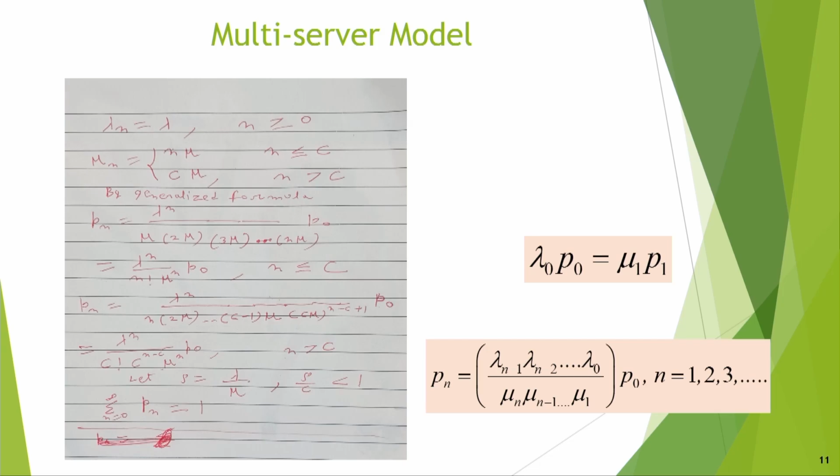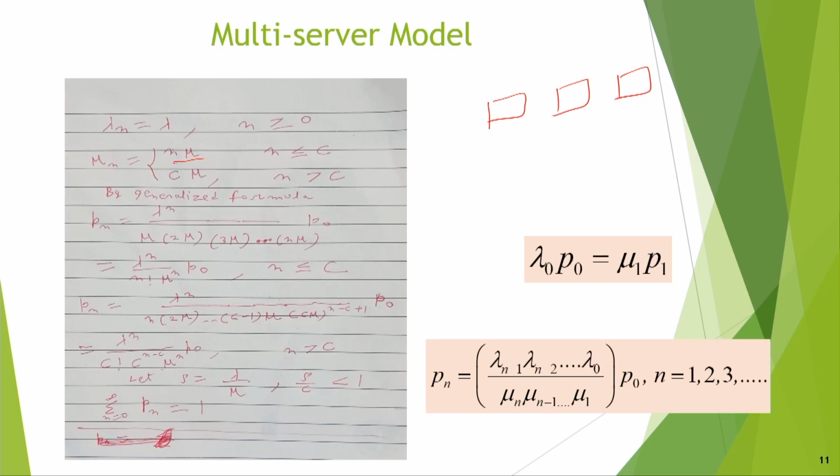If n is smaller than C, where C is the number of parallel servers, suppose there are 3 parallel stations, then if n is less or equal to C, the service rate will be mu n is equal to n mu, because suppose there is one customer in the system, he will go here. Suppose there are 2 customers, then they will go there, like that. But the service rate will of course saturate, because you cannot have more than C mu if there are C stations. Therefore, we say that mu n is equal to C mu if n is greater than C.